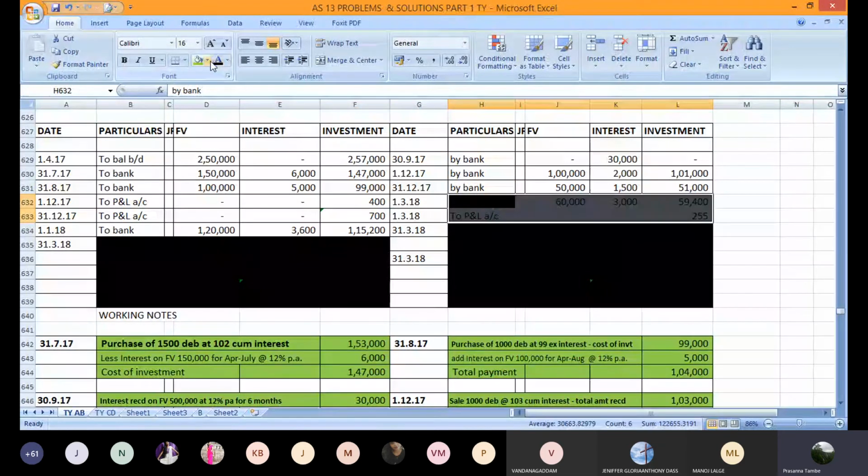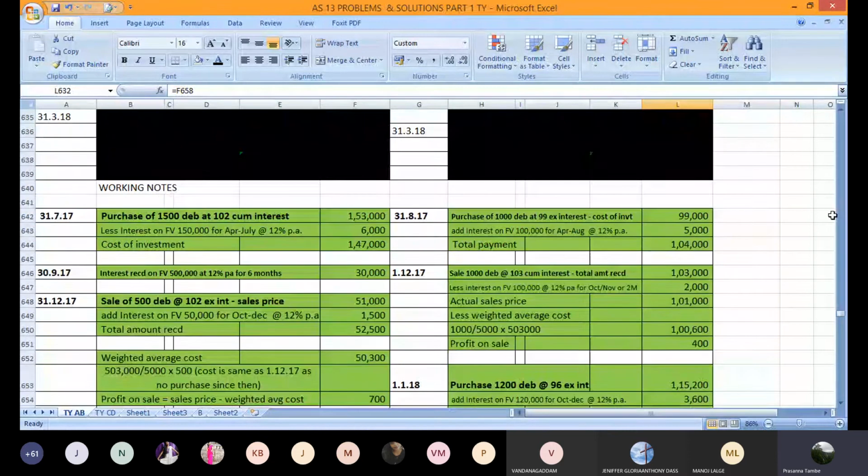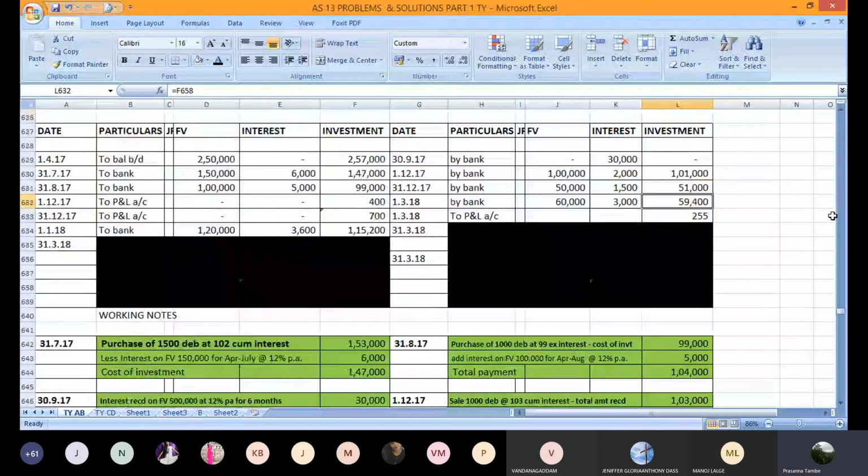First entry for sale: 59,400 is the selling price. That's correct. Yes, 59,400. So bank account debit, to interest 3,000, to investment 59,400, and face value column 60,000. And this will be by P&L account, to investment account.